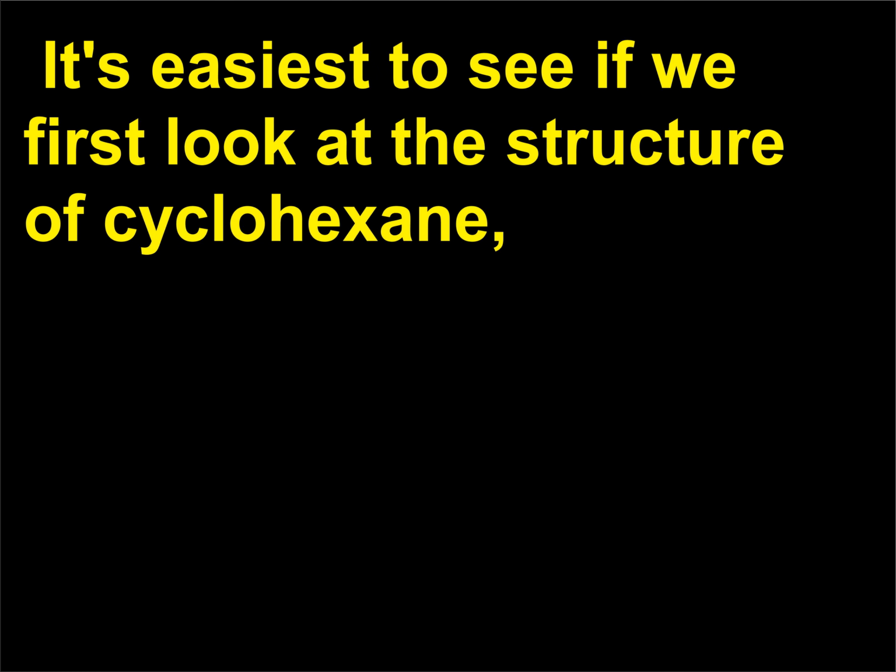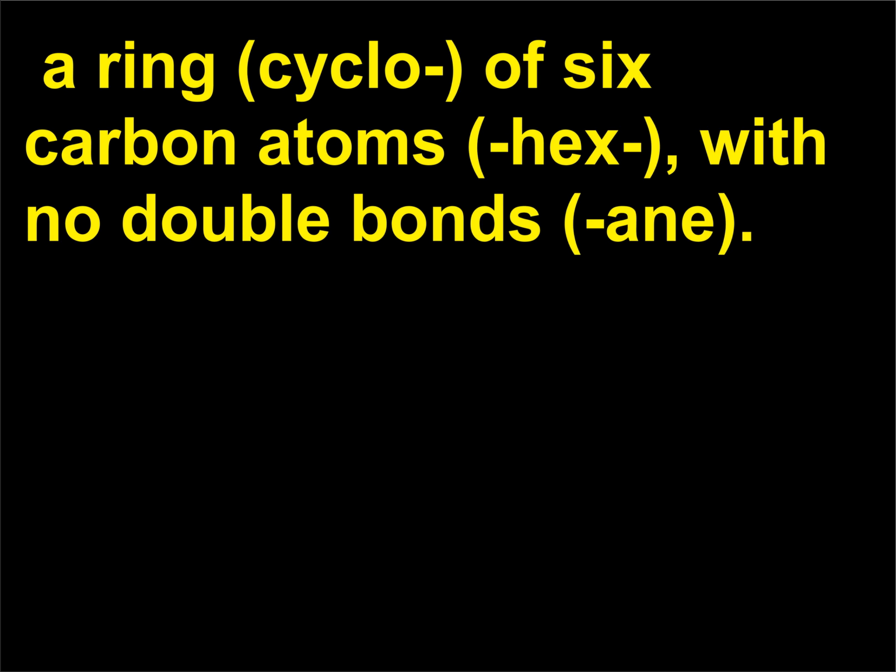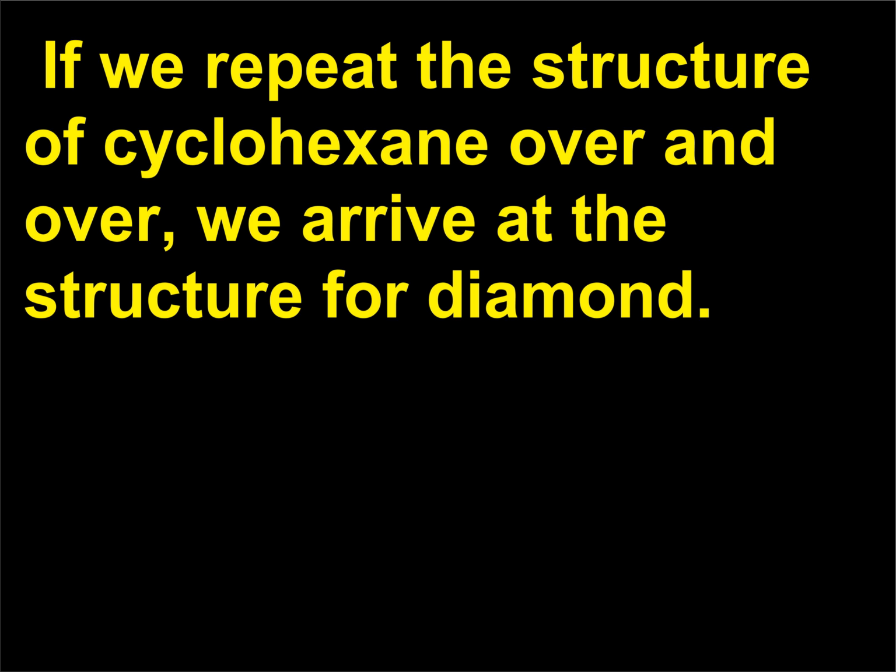It's easiest to see if we first look at the structure of cyclohexane: a ring, cyclo, of 6 carbon atoms, hex, with no double bonds, on a... If we repeat the structure of cyclohexane over and over, we arrive at the structure for diamond.